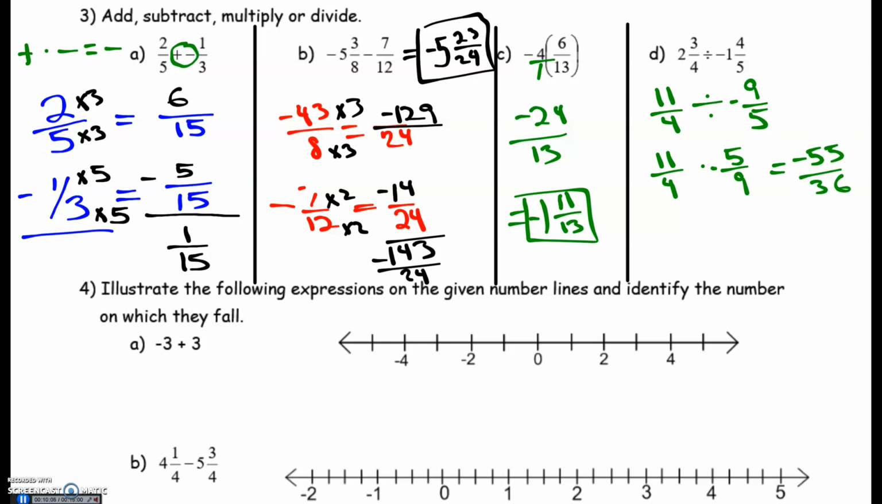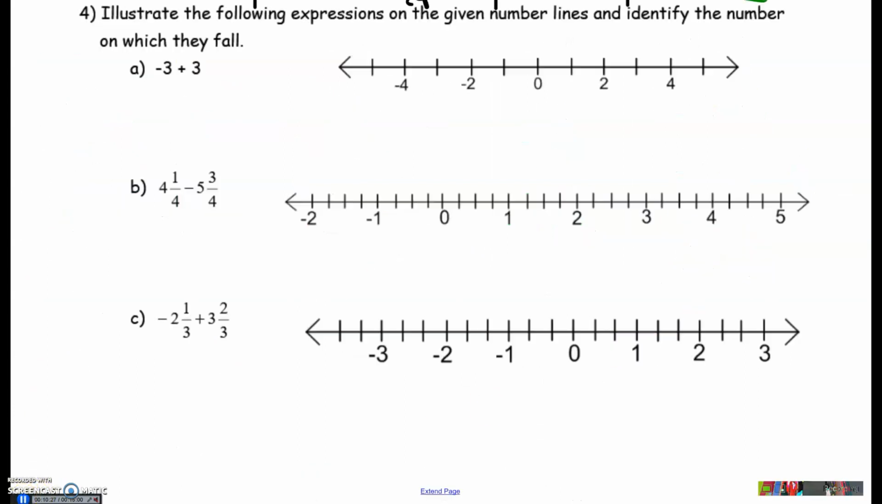All right. Now with that, we can convert it into a mixed number. 36 divides into 55 one time with a remainder of 19, and we keep that 36. But don't forget, since it was negative, we multiply it by that negative. That's it. One more question, number 4. Number 4, illustrate the following expressions on the given number lines and identify the number on which they fall.